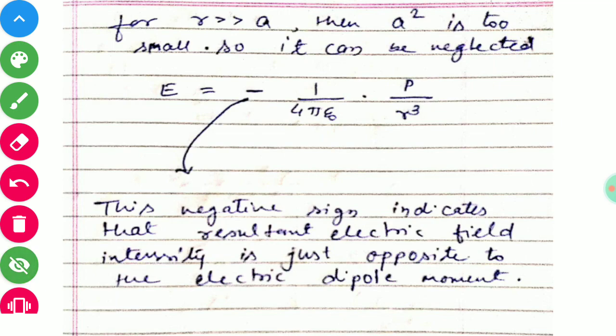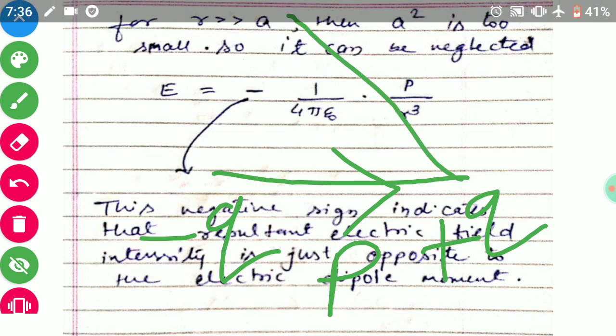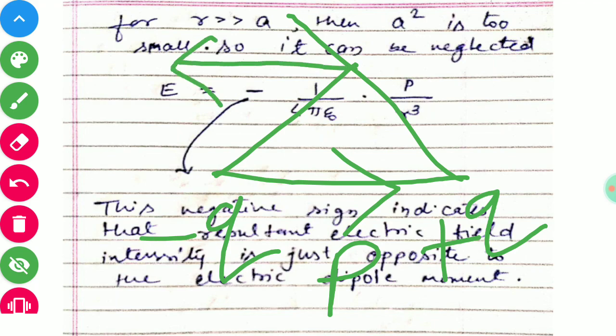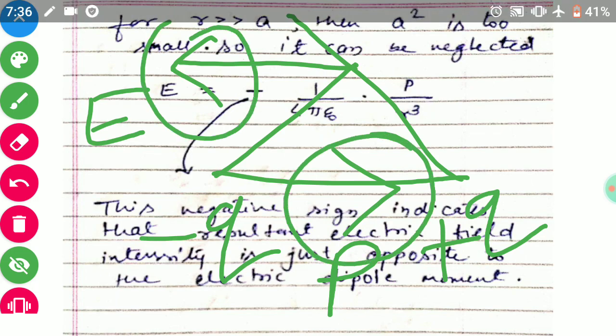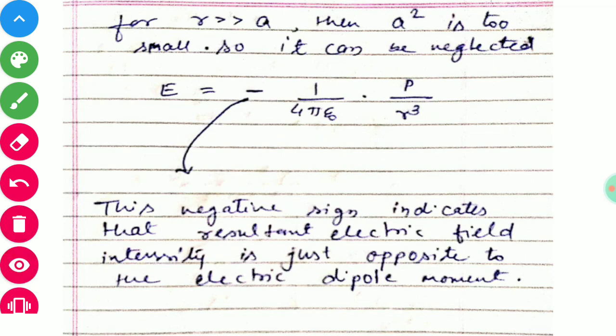See, the electric dipole moment is from negative to positive charge, meaning in that direction is the direction of the electric dipole moment. And according to the diagram, our resultant electric field is going in that direction. See, both have opposite directions, that's why the negative sign comes.